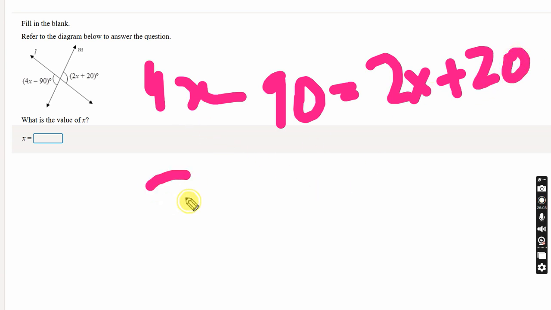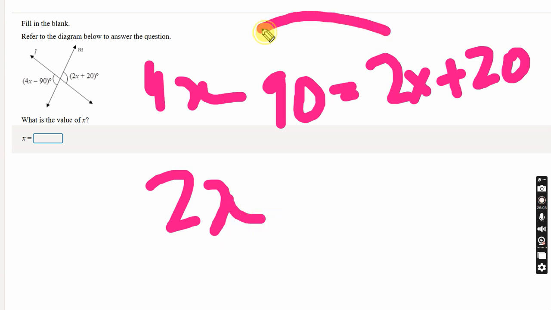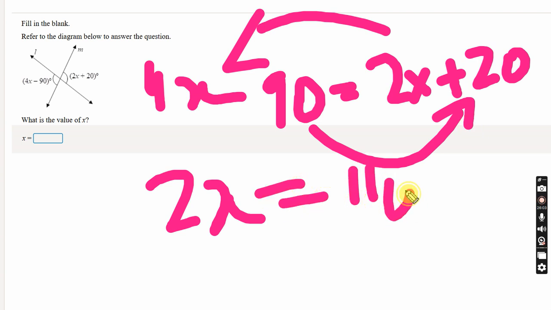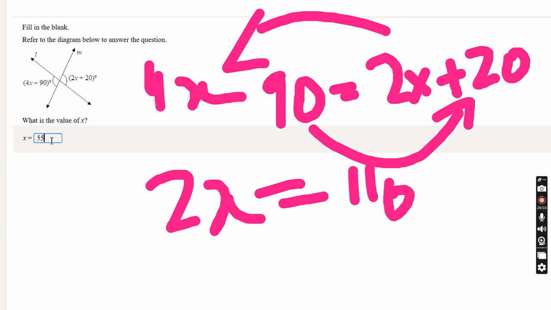For x, 2x, it's 2x. You'll bring the 2x to the other side, and minus 90, take it to the other side, becomes positive 90. So 90 plus 20, 110. So 2x is 110, divided by 2, which is 55.